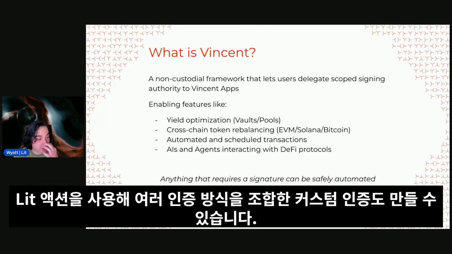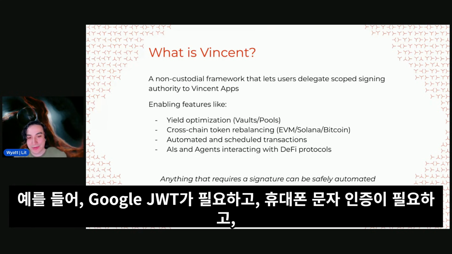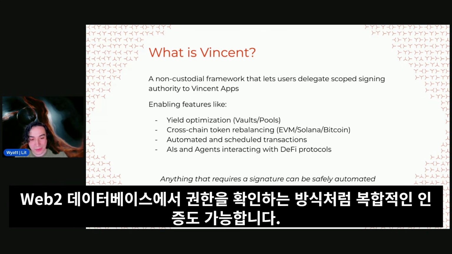You can have custom auth methods that leverage Lit Actions where you combine several of these auth methods, where it's saying like you need to have a valid JWT from Google. You also need to receive this text message on your phone. And then I'm also going to check out my Web2 database to see what your current permissions are using your authenticated Google identity. These Lit Actions just let you write whatever authentication methods you require for your application.